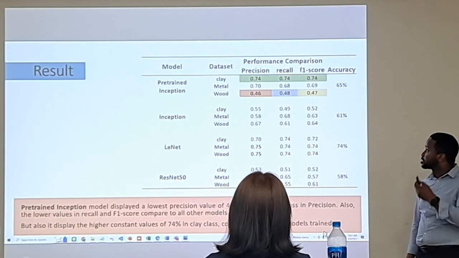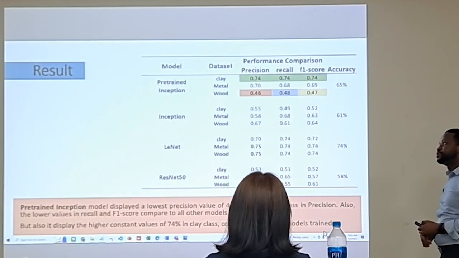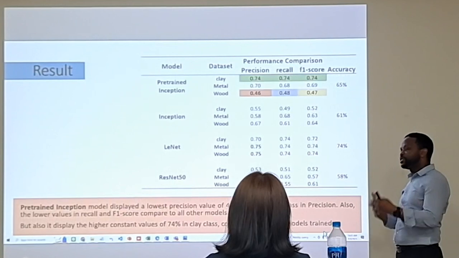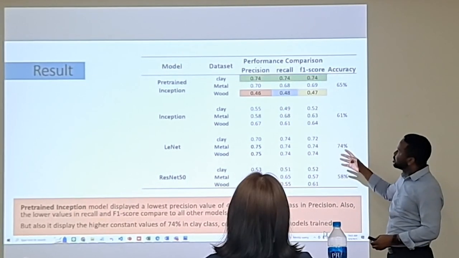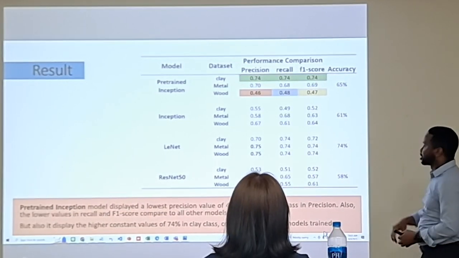74% compared to others. And the pre-trained Inception, this is very interesting because, as I said, pre-trained models have been trained with a large number of data sets. But here it shows very low results in accuracy.